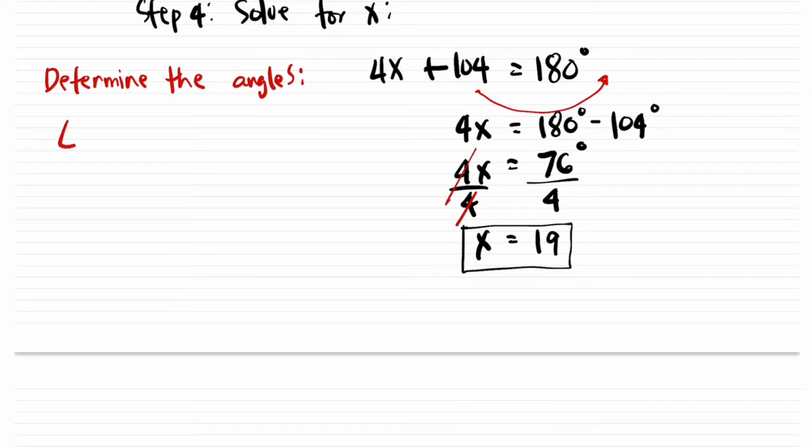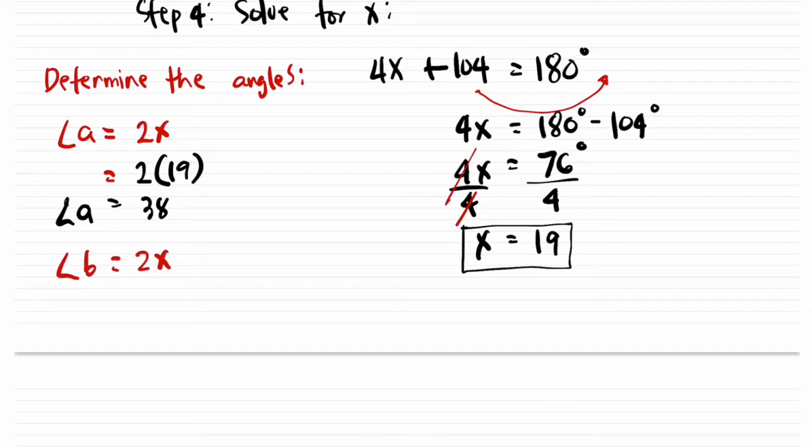So we have angle A, which is equals to 2x. So we have now 2 times 19, which gives us 38. So therefore angle A is equals to 38. Now we go to angle B, which is 2x plus 10. So we simplify that: 2 times 19 plus 10, which gives us 48. So angle B is equals to 48.